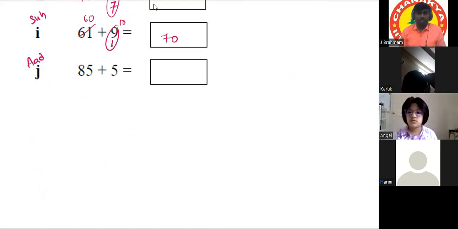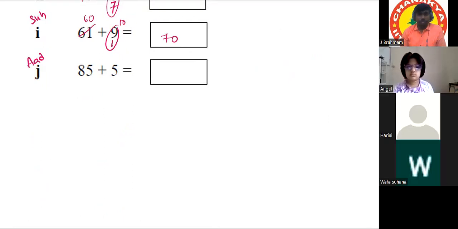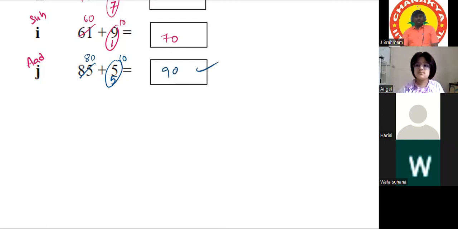Then Advita? Yes, sir. So to complete 5, we need 5 more. So 5 plus 5 equals 10, and we need to subtract 5 from 85. So we'll get 80. So 80 plus 10 equals 90. 90. Okay.